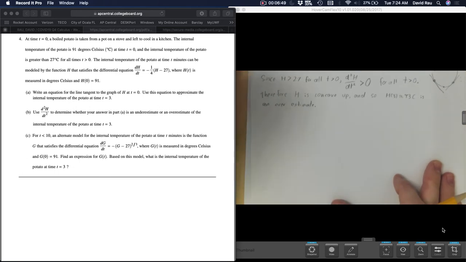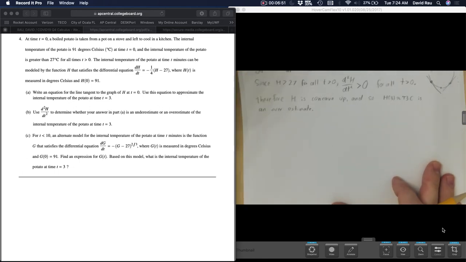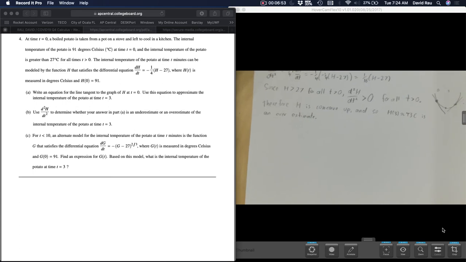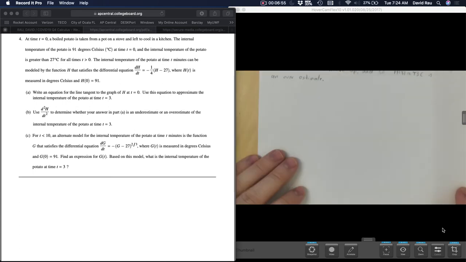Okay, last but not least, part C. This is where I actually made my mistake the first time I looked at this question.